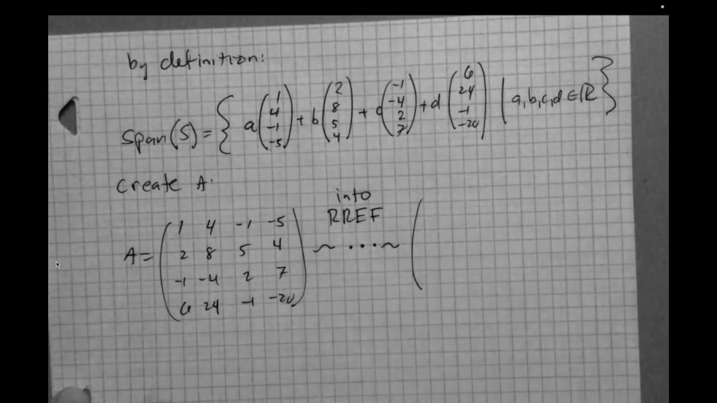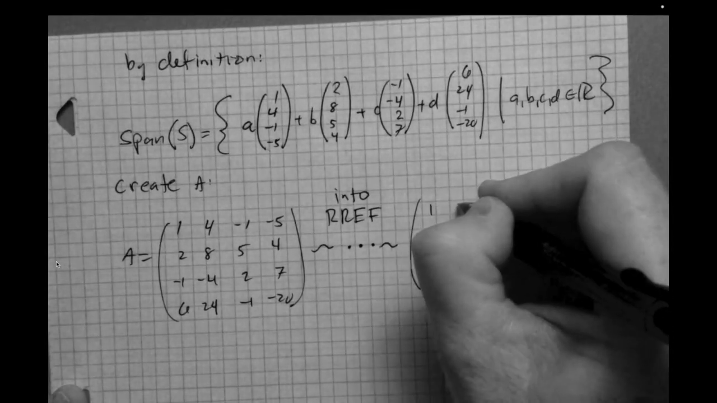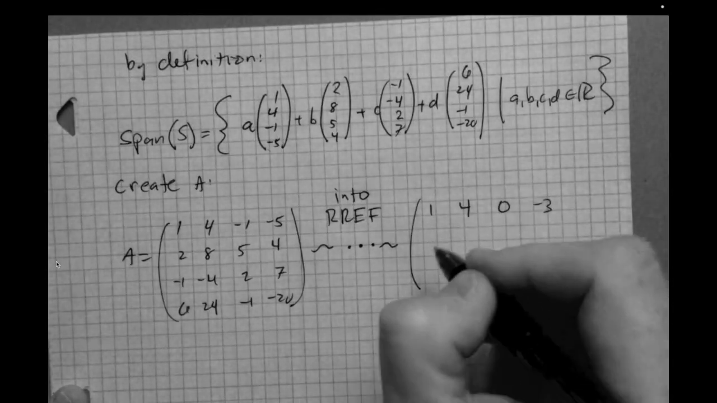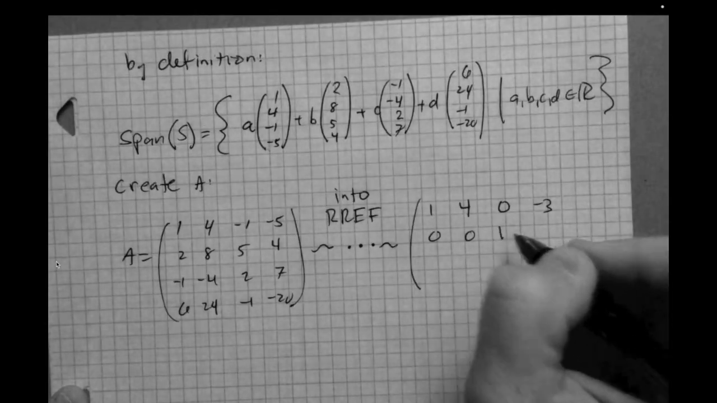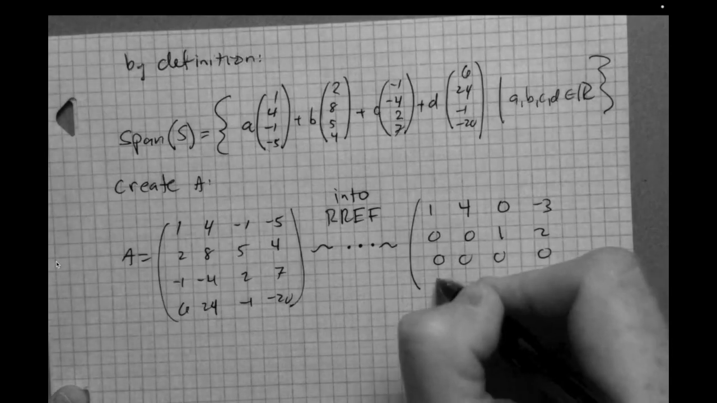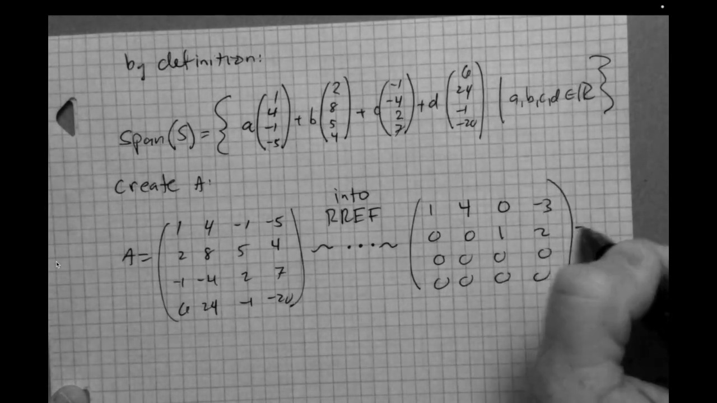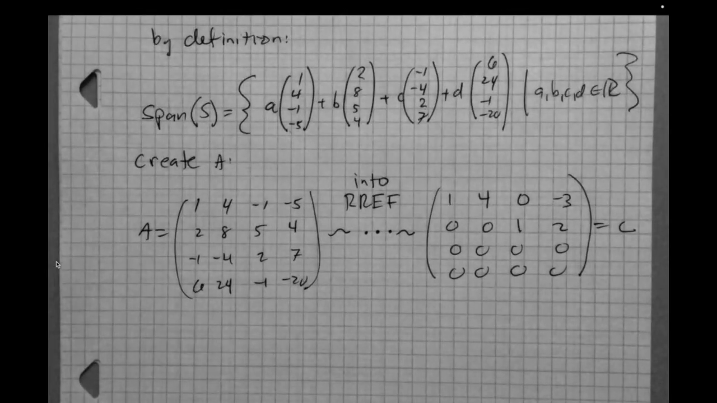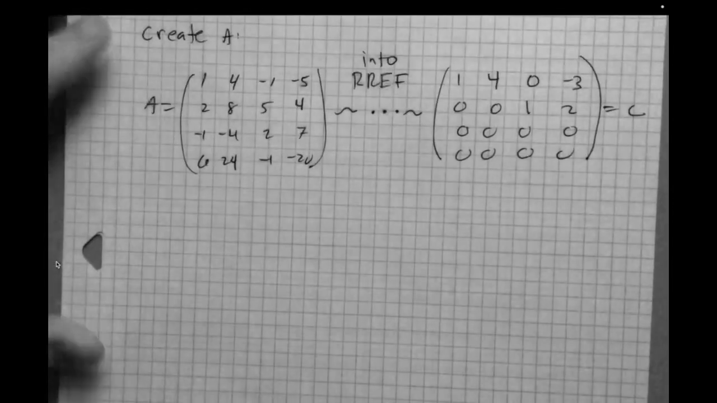Okay, well, once we put it into RREF, what we get is 1, 4, 0, -3, 0, 0, 1, 2, and then 0, 0, 0, 0, 0, 0, 0, 0. And that's the matrix we called C in our previous rundown of this methodology.